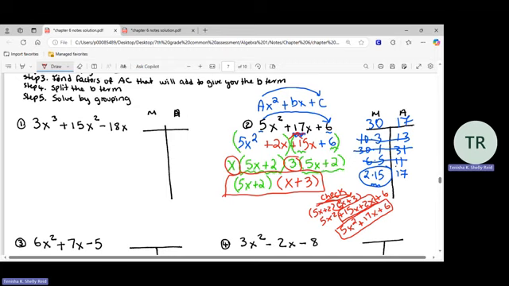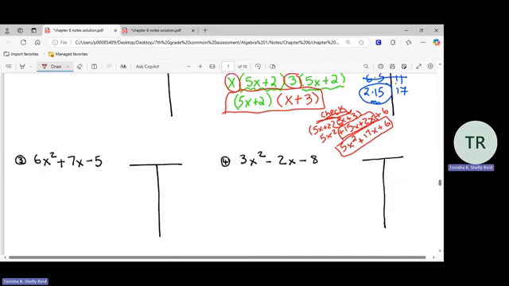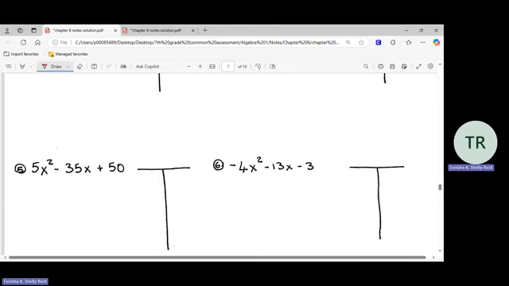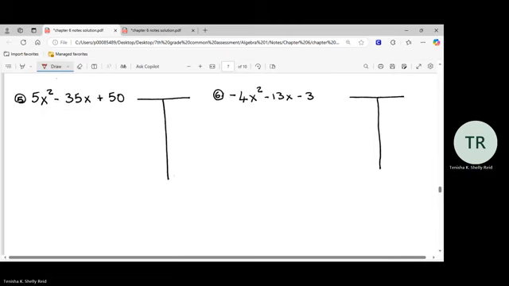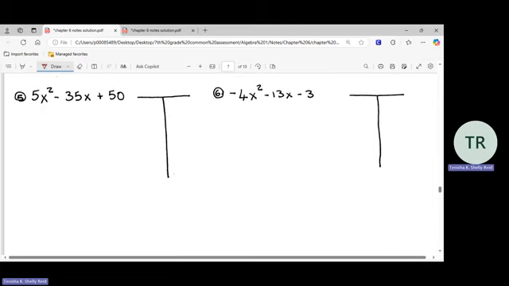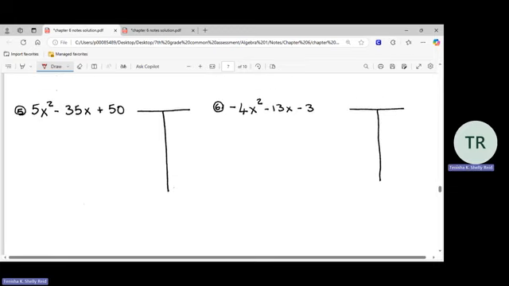I'm going to go ahead and let us work on number 6. Scroll on down to number 6. I want to do number 6 because in the front of it, there's a negative, right? So I still have ax squared plus bx plus c. My a term is -4, my b term is -13, and my c term is -3.